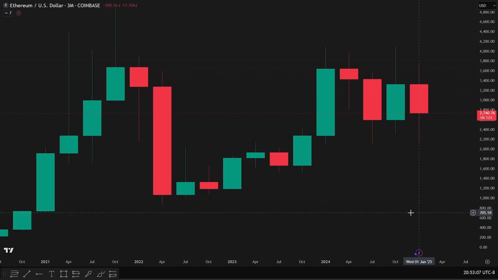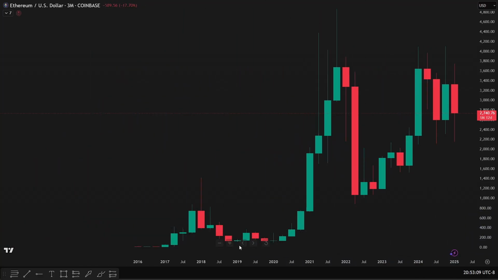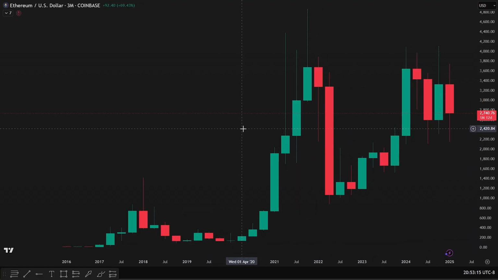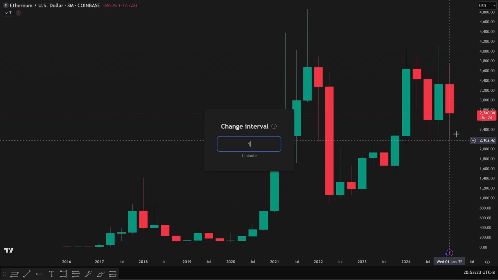So here we are with Ethereum on the 3 monthly. We can see this goes way back to 2016. There's not that many candles because it's a 3 monthly, so we don't need to check this too often because we already know generally where it is. But we can see right now, past 1, 2, 3 months, Ethereum's been in this range. It's a 3 monthly range.